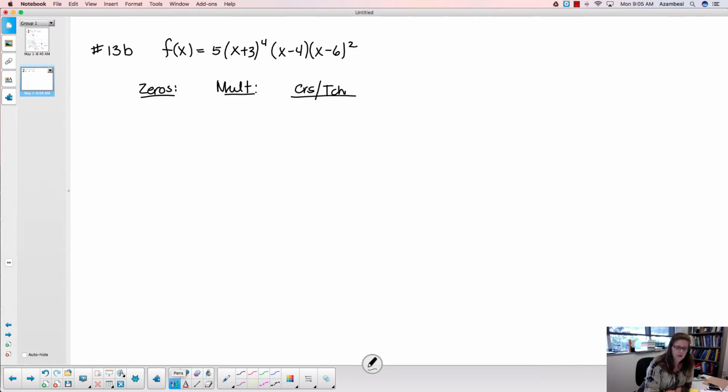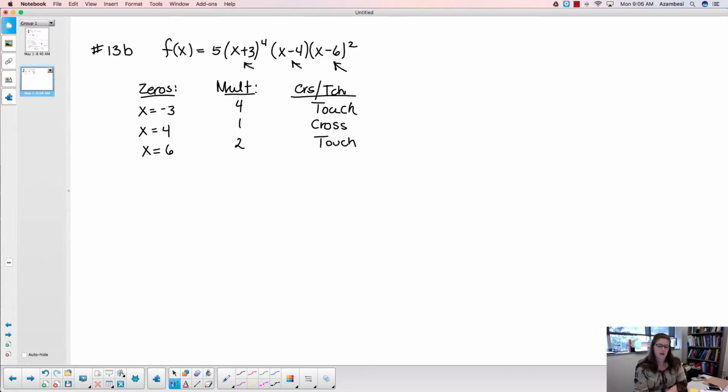Alright, so looking at the first one, 5 doesn't give me a 0 because it doesn't have an x. So I have x is equal to negative 3, multiplicity of 4, which means that it touches. Next bucket, I have x is equal to 4, multiplicity of 1, which means that it crosses. X is equal to 6 from the last one, multiplicity of 2, which means it touches. Now, overall, the degree of this function is equal to 4 from the first one, 1 from the second one, 2 from the third one, gives me 7 overall.